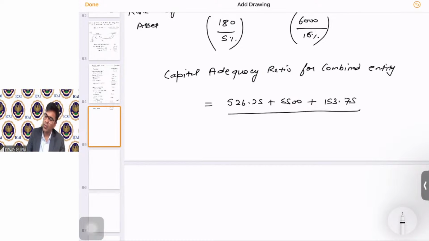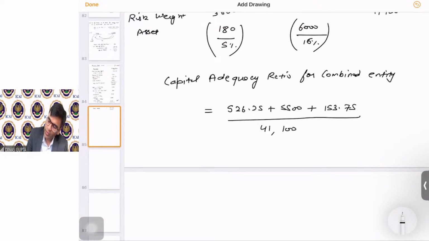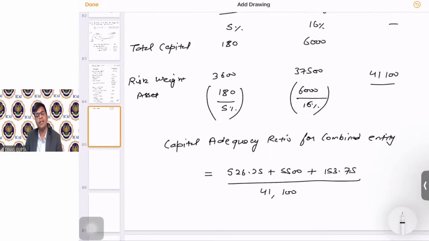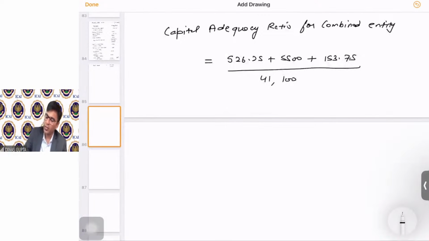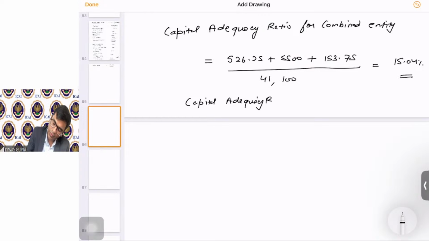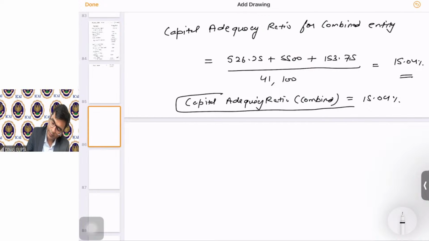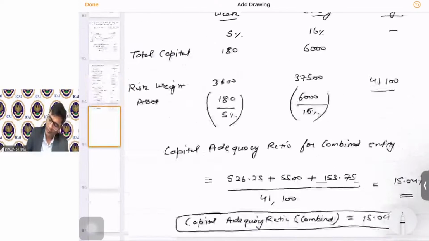Okay. So this divided by 41,100 for the overall risk weight assets, right? This will be just a single total. So this becomes 15.04 percentage. So the capital adequacy ratio for the combined entity becomes 15.04 percentage. Okay, clear?